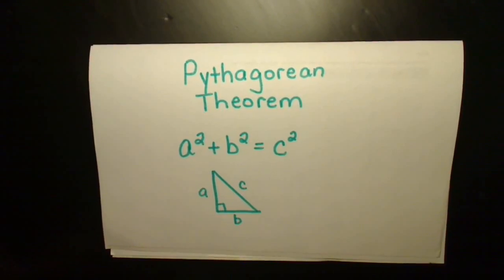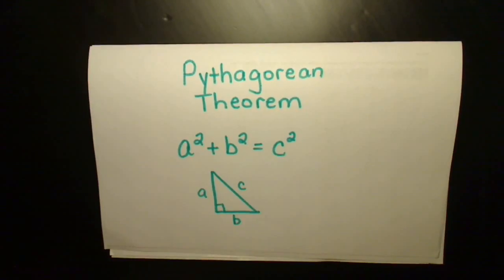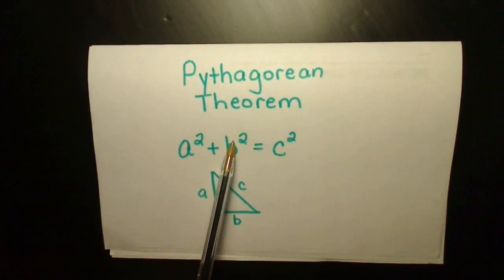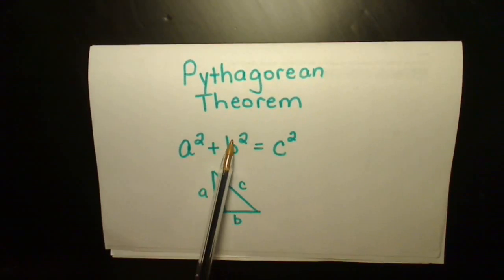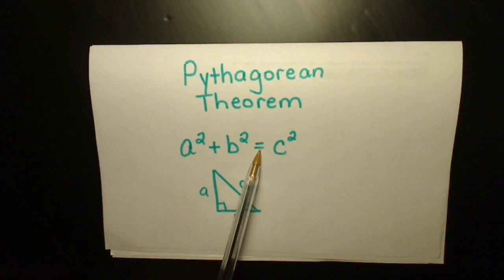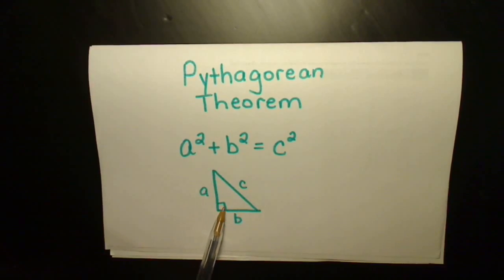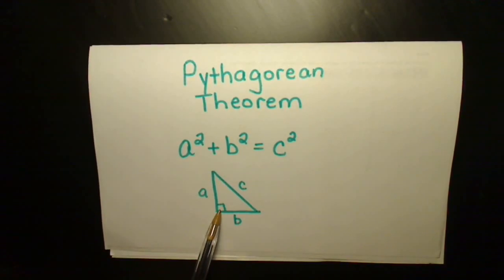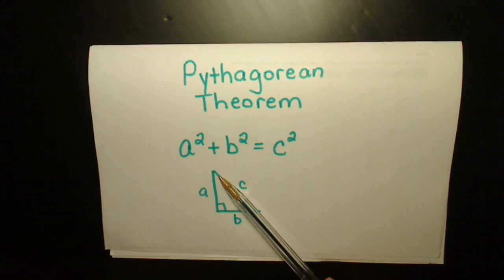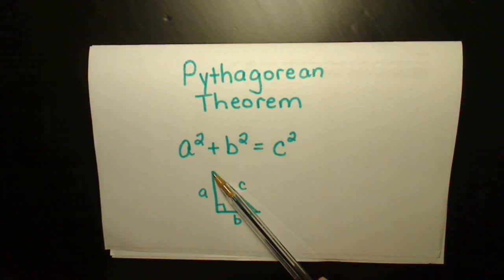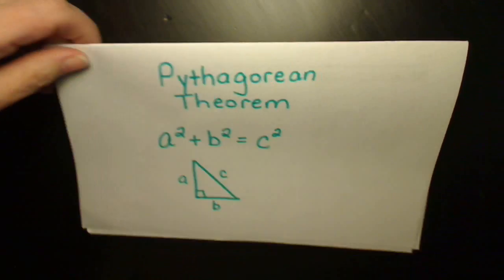Pythagorean Theorem, Pythagorean Theorem. A squared plus b squared equals c squared. A and b form a right angle. C is the hypotenuse. Pythagorean theorem.